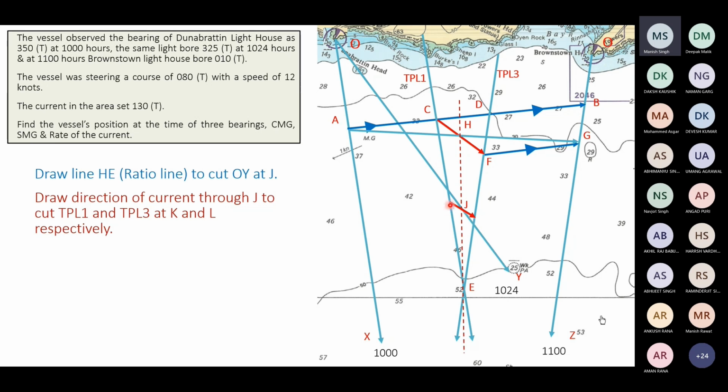The point where it intersects or touches TPL1, let's name that as K. So you can see the K point, Kilo point on the plot. And the point where this current direction line touches the TPL3, let's name this as point L. So you can also see point L on the plot. So we have reached up to point K and L, both these points identified in our plot.